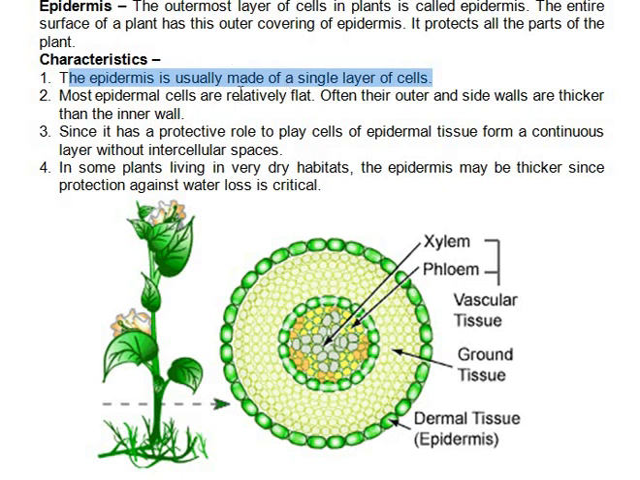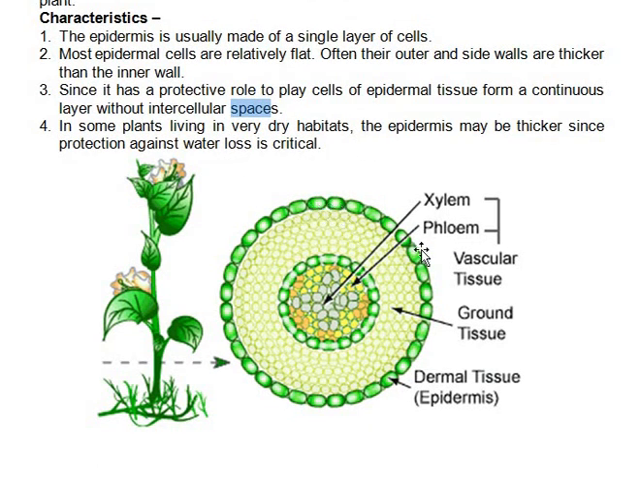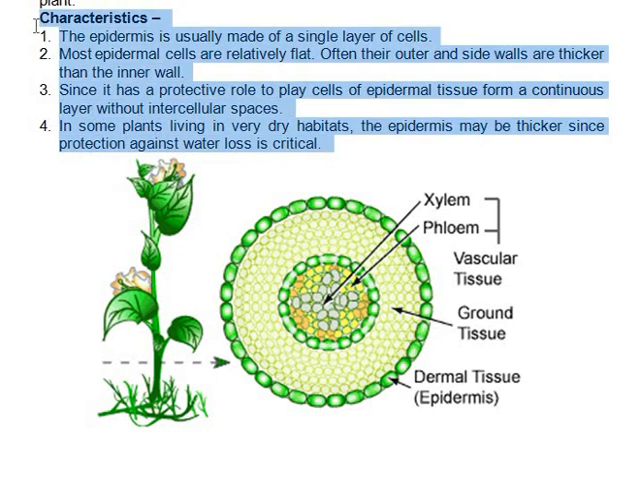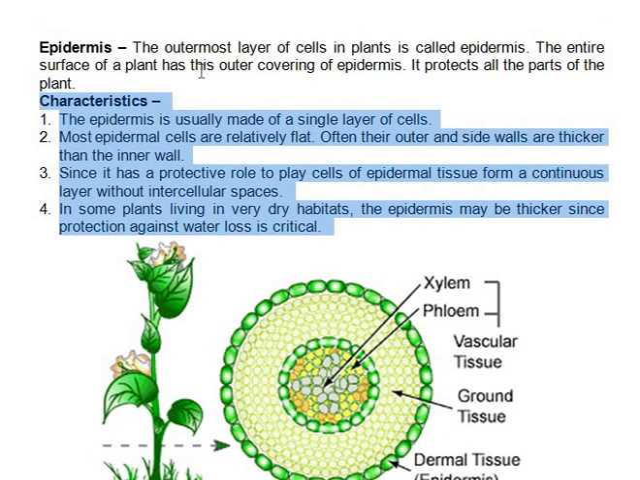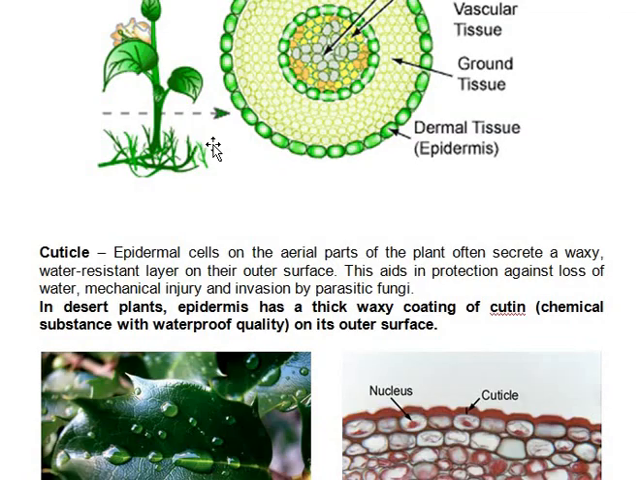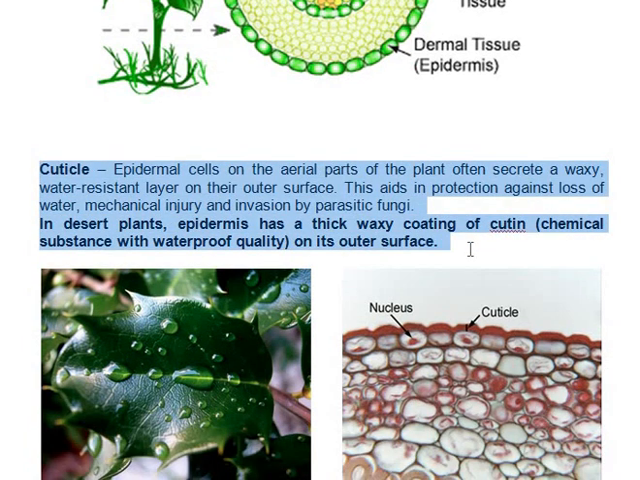Most of the epidermal cells are relatively flat with thicker edges, because their outer and side walls are thicker, and as they play a protective role, all the cells are in continuity without any intercellular spaces. Even in desert plants, they can be much thicker for preventing water loss, especially during water scarcity. So first you should know what epidermis is, the outermost covering of the plants. Then you should know about the characteristics. Now let's move to the modification of the epidermis.